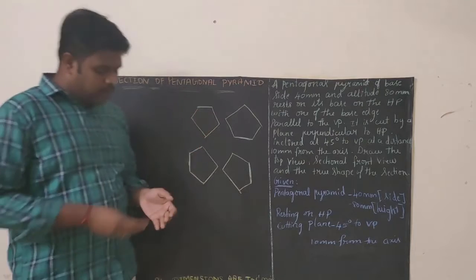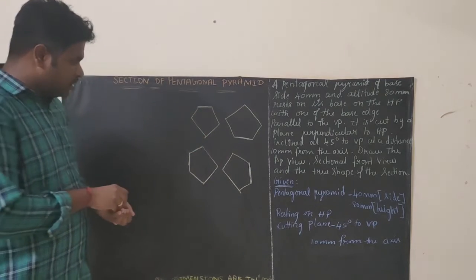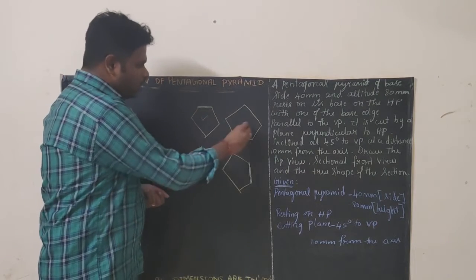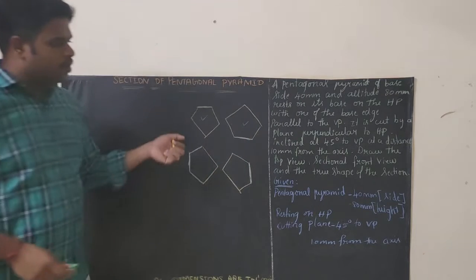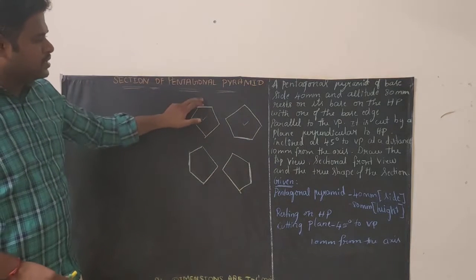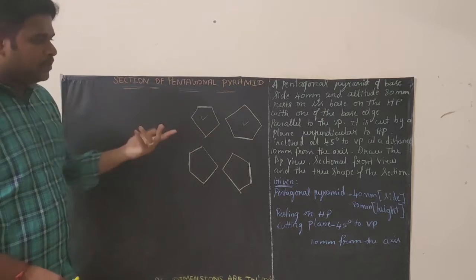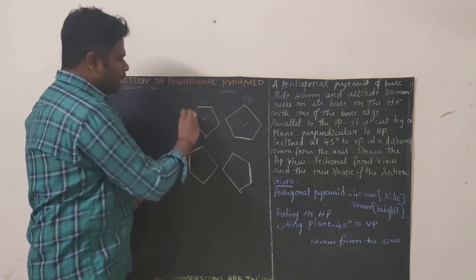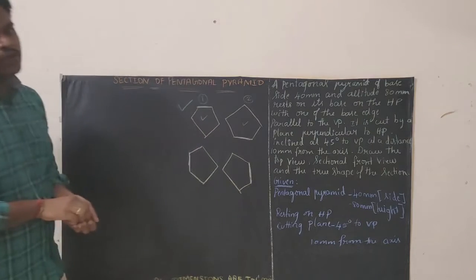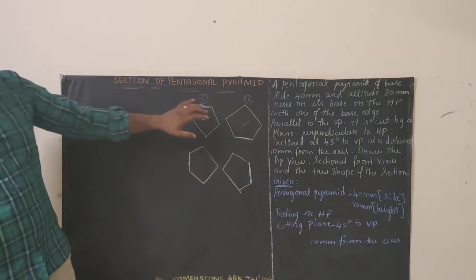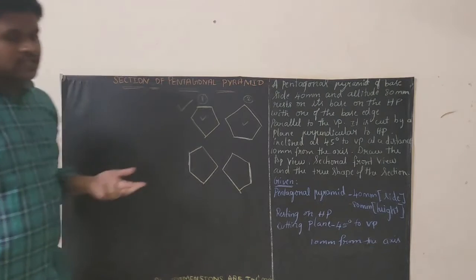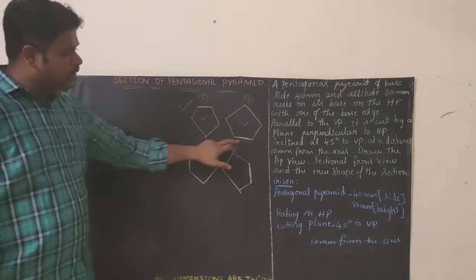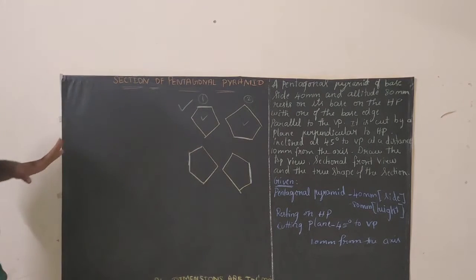So in this problem we can go with either this one or even this one also is okay, because they haven't said whether the base edge is nearer to VP or far away from VP. So out of these two diagrams you can go with any one. I am going with this one first, so that you can also go with the other, no problem, because they haven't mentioned whether the base edge is nearer to VP or far away from VP. So in this case it doesn't matter.